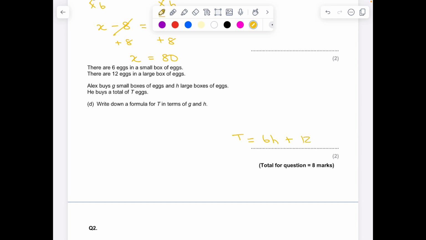I've done that the wrong way around. Sorry, G is the number of small boxes. So G plus 12H. Okay, that's the number of large boxes. That's your answer there.